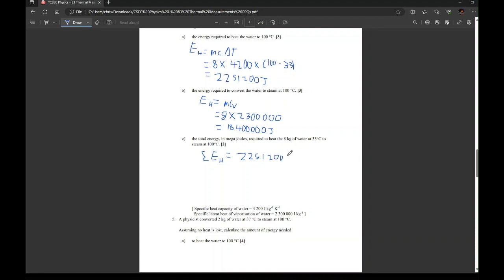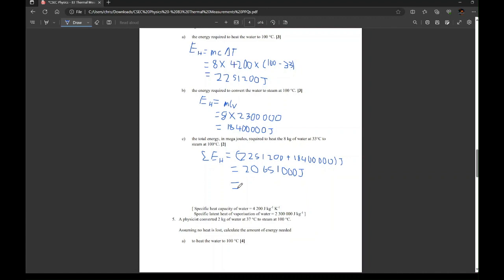2,251,200 plus 18,400,000, just put a bracket around that, says joules. Okay, so that's 18,400,000 plus 2,251,000, which gives us 20,651,000. Yep. Okay. And that's in joules, but I wanted it in megajoules, so let's just quickly convert that.